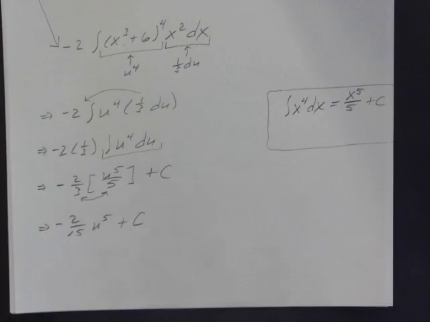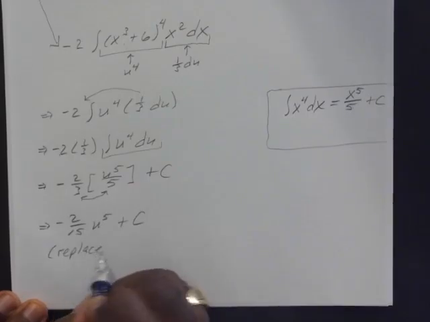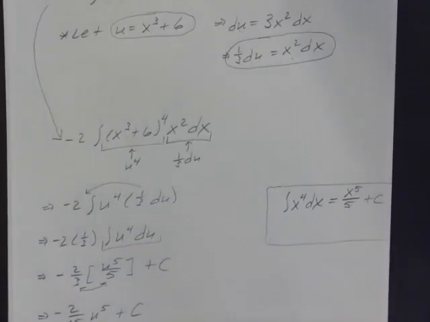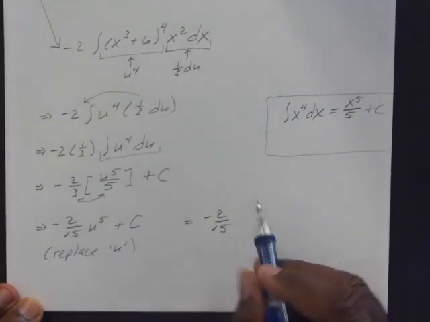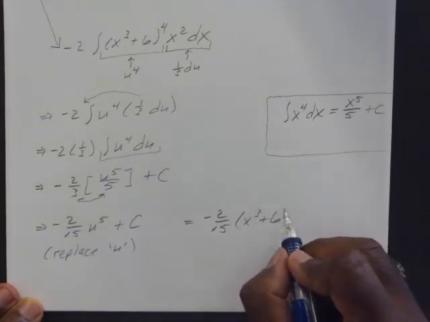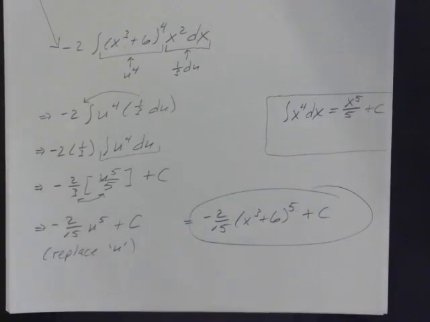So again, once we have it all simplified and integrated, the last step is just to replace the u. And in this case, u is equal to x to the 3rd power plus 6. So this just becomes negative 2 over 15, and instead of u to the 5th power, it's x to the 3rd power plus 6 to the 5th power plus c. All right, so any questions on that one?